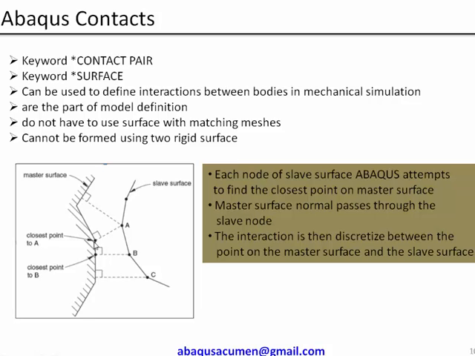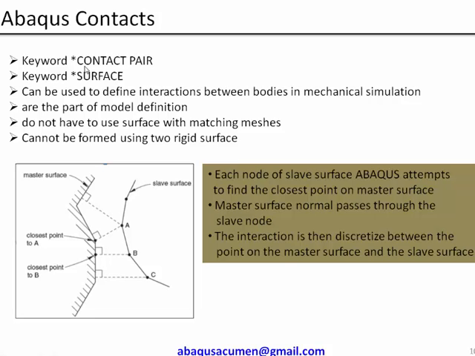From that point on the master surface, the normal passes through the slave node. This particular point on the master surface is closest to the node. Now the interaction is discretized between the point on the master surface and the slave node, that is, between the point on the master surface and point A.